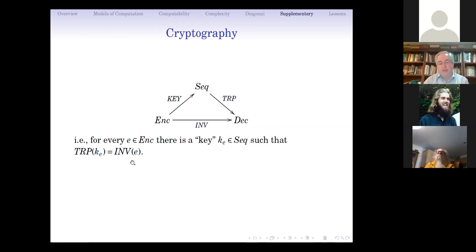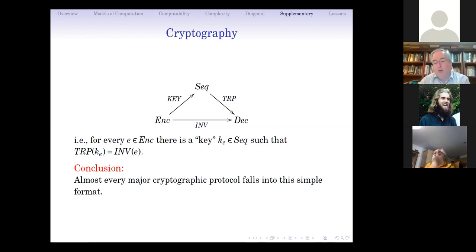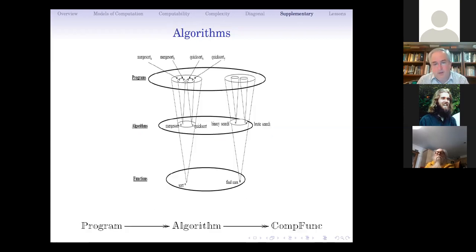Okay. Now, the amazing thing is, by the way, this is a definition. There's absolutely no theorems there at all. I didn't make any theorems whatsoever. But the definition is such that almost every major cryptographic protocol falls into this simple format. Okay, so it's the beginning. You can now start talking about these things. And of course, the main question is what's hard, what's easy, and stuff like that.